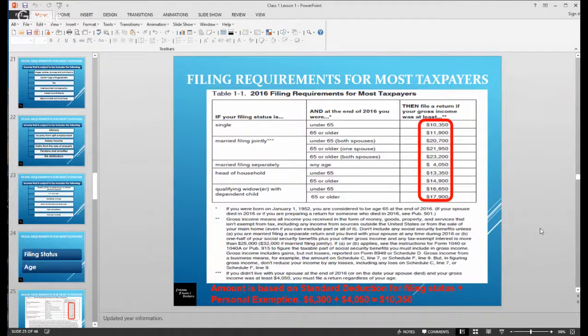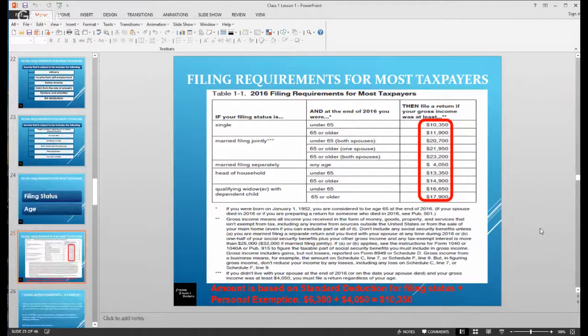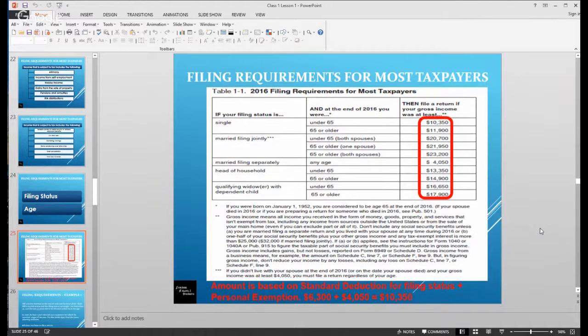So here you can see this is Table 1.1 from Publication 17. If your filing status is single and you are under the age of 65, then if your gross income is at least $10,350, you will be required to file. The dollar amounts that are listed in the far right column are actually the sum of personal exemptions and standard deductions based on the various age levels and filing statuses.